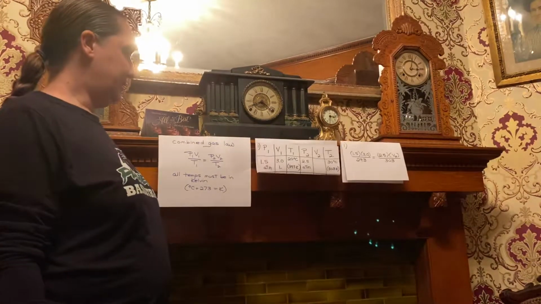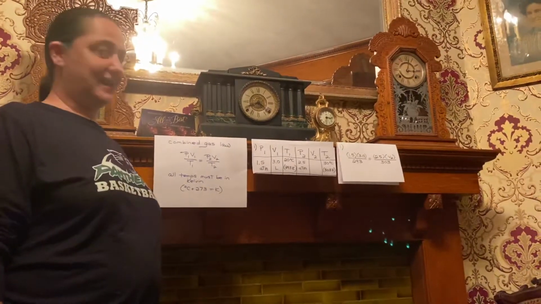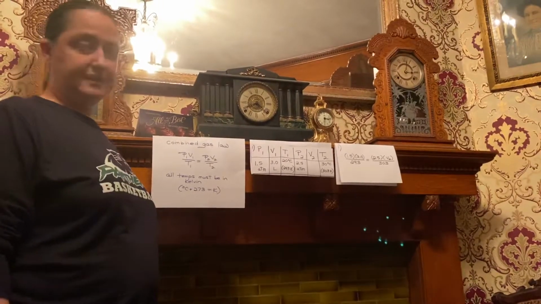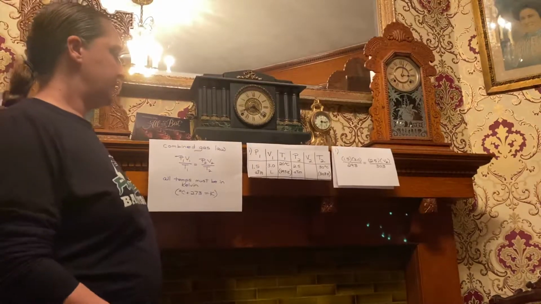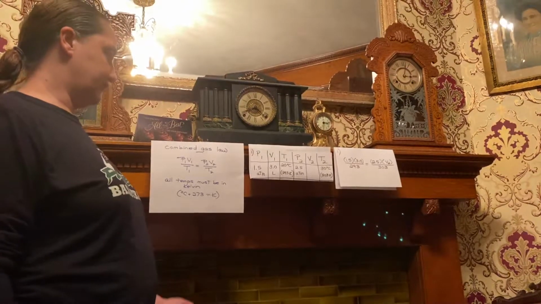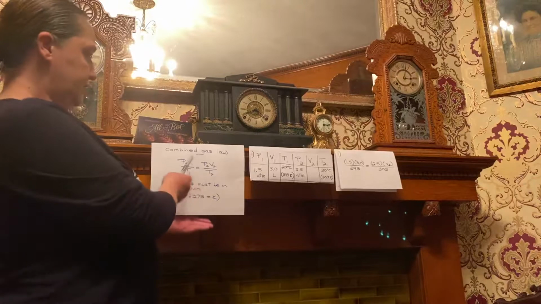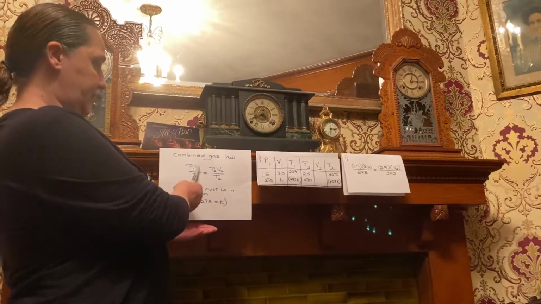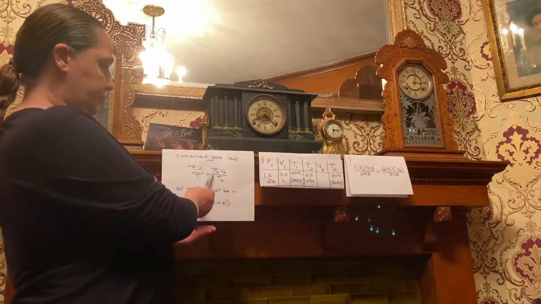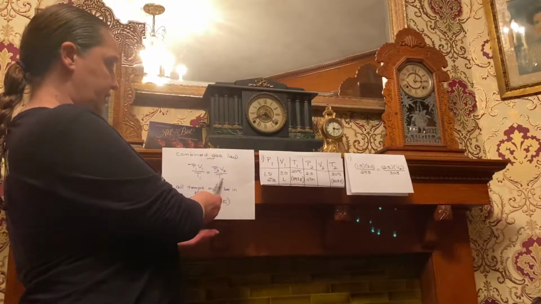Hi, my students are trying to do the combined gas law at home and they needed some help, so I am going to go over it now. The combined gas law is pressure, volume, and temperature. So it's pressure 1 times volume 1 over temperature 1. So P1 times V1 over T1 equals P2 times V2 over T2.